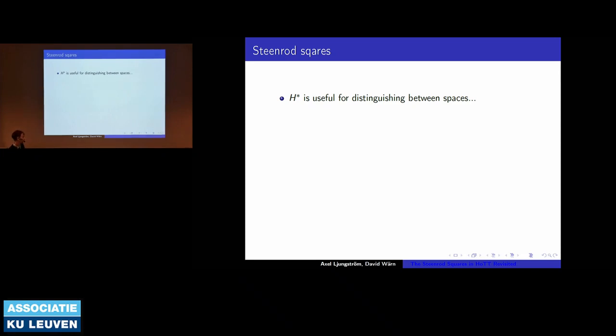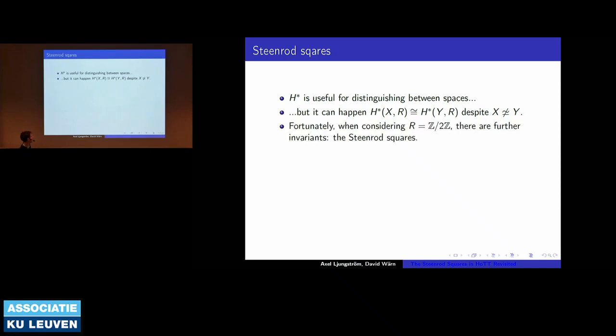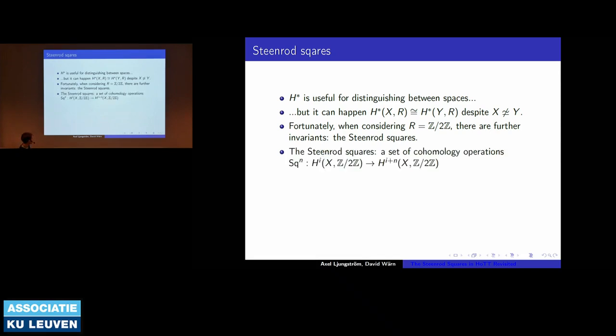Well, you don't know why it's useful, well, you probably do, but it's useful for distinguishing between spaces. But of course, we're very sad, but this happens often. We might have two spaces that we're interested in, which are not equivalent, but still share the same cohomology groups, even for any R. Very bad situation. But fortunately, there are further invariants that we can consider, and one of these is the Steenrod squares. So the Steenrod square is an invariant that you get by specifying that your ring should be Z mod 2. So these are a set of cohomology operations. So the nth square goes from the ith cohomology group into the (i+n)th cohomology group.